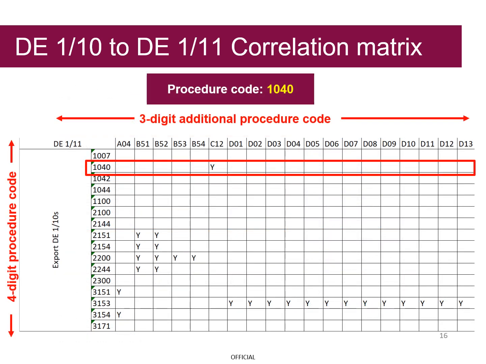He opens the Excel file and searches for the procedure code 1040 in column A. Grayson can now start to identify the possible additional procedure codes. If there is a Y marked in a cell, it means that the corresponding procedure and additional procedure codes match. From this, he can identify that additional procedure code C12 is compatible with procedure code 1040.